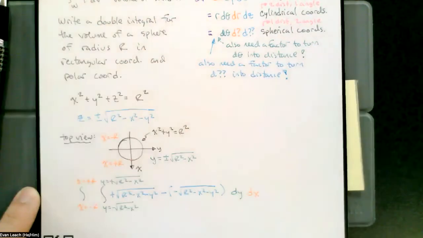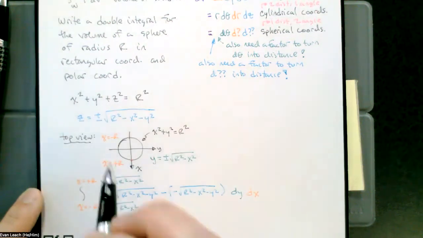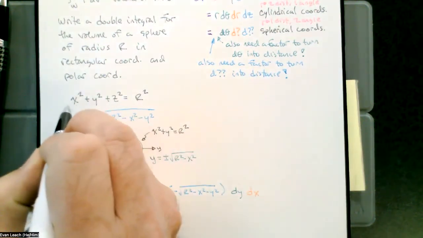So in polar coordinates, I don't want to smear this part. So I write kind of weird.